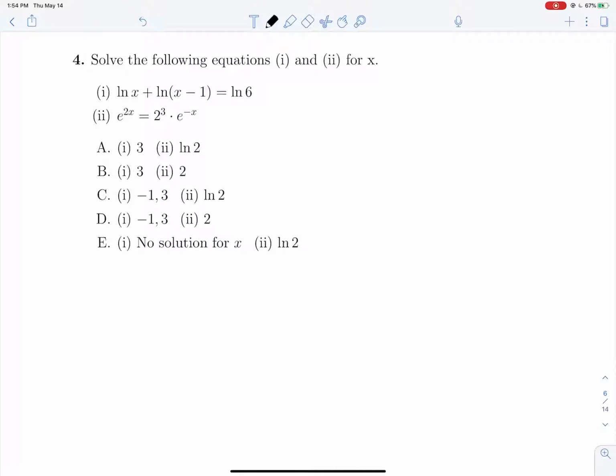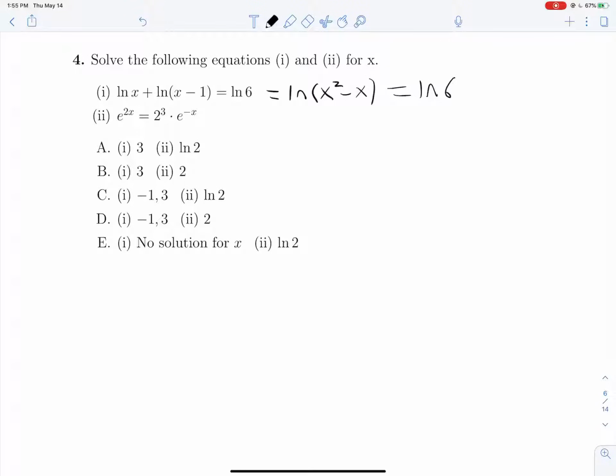Number 4, solve the following equations for x. Okay, so properties of e and natural log is really what we're talking about here. If we add two natural logs with the same coefficient on them, so they both have a coefficient of 1, we can add those and just multiply their contents together under one natural log. So this is equal to the natural log of x times x minus 1, so x squared minus x, and that's equal to ln 6.